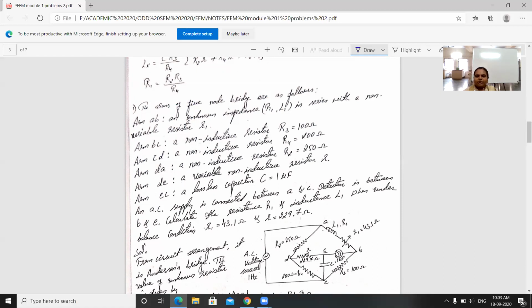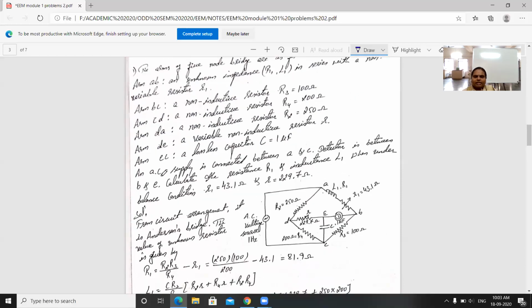Across DE, a variable non-inductive resistor small r is connected. Arm EC, a lossless capacitor C equal to 1 microfarad, is connected. An AC supply is connected between E and C. Detector is between B and E. Calculate the resistance R1 and inductance L1 under balance condition. Small r1 is given as 43.1 ohm and small r is given as 229.7 ohms. Based on the given parameters, first we will draw the bridge.